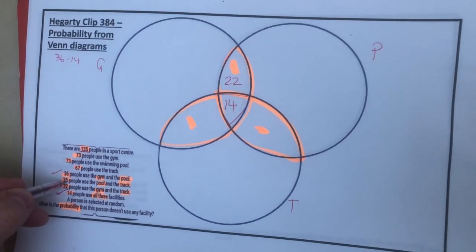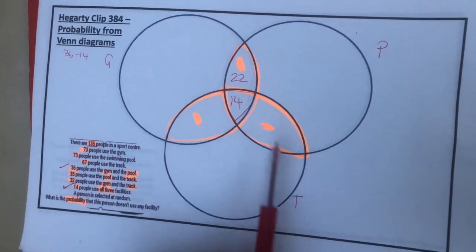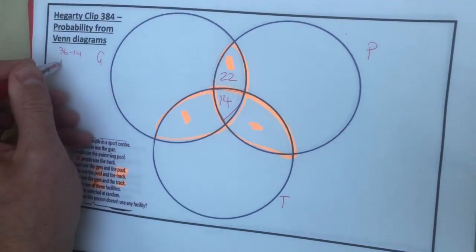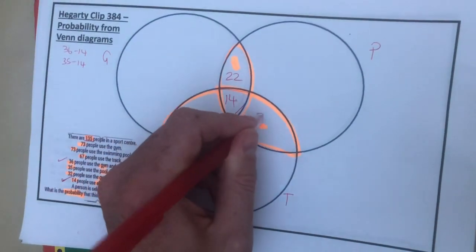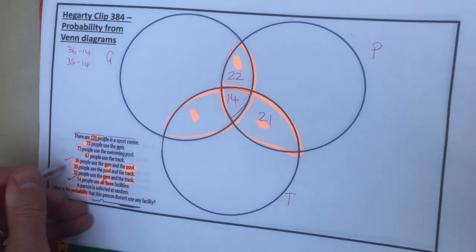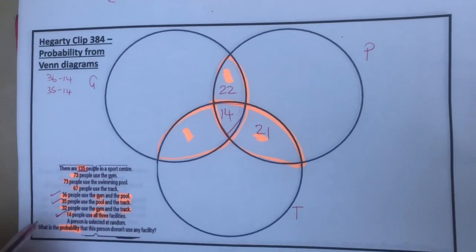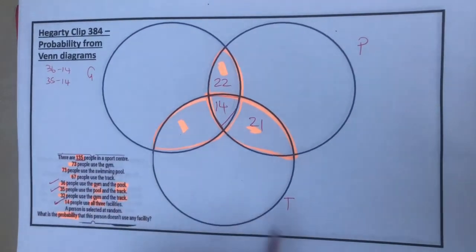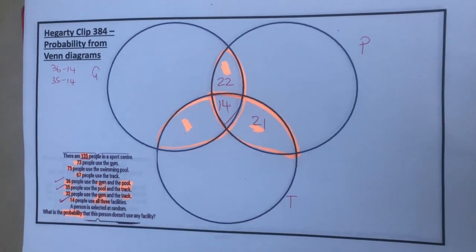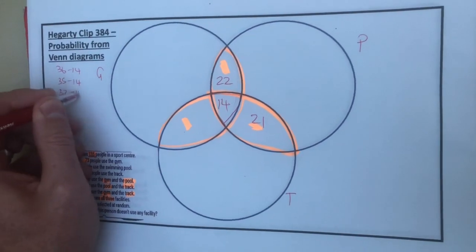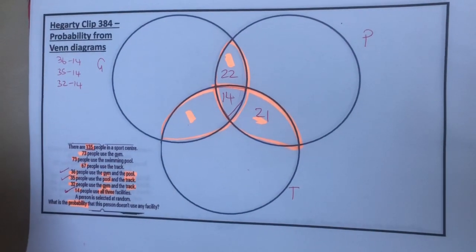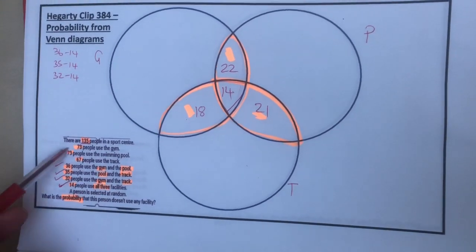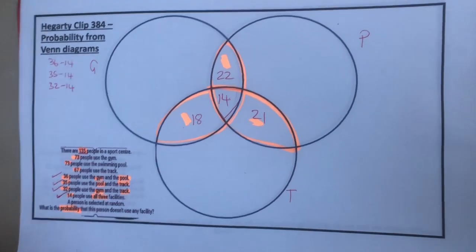Next one, 35, pool and track. So pool and track, 35, that's this whole section here. If that's 35, you need to do 35 take away 14. So that's 21. Tick to say it's been used. Next one, 32 people use the gym and the track. So that's for this section, gym and track. It's all of this that is 32. So again, 32 take away 14, which is 18. Tick as well. So we've only got these 3 up here and the top one to now deal with.